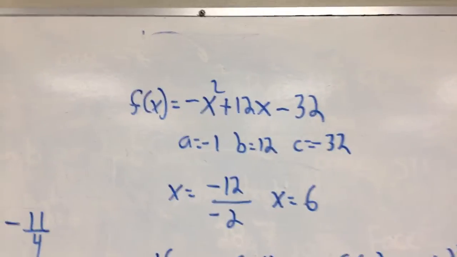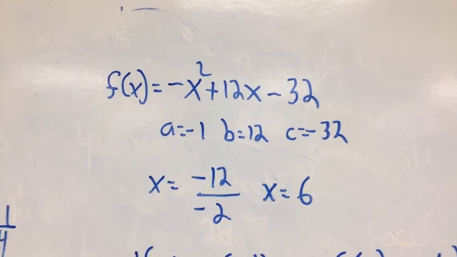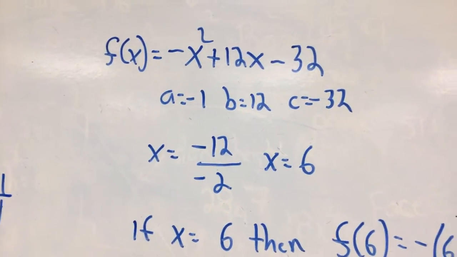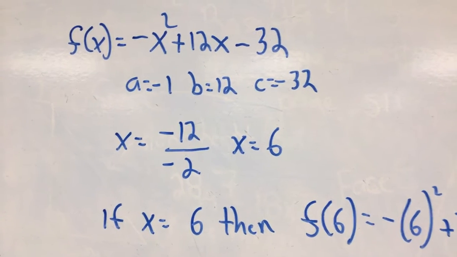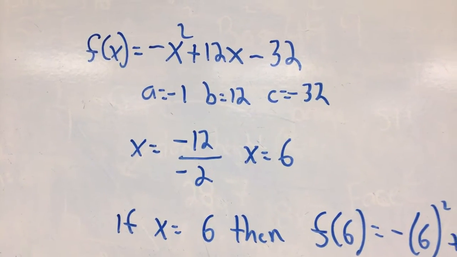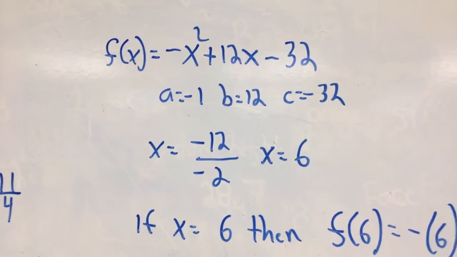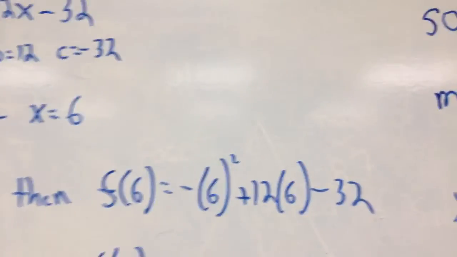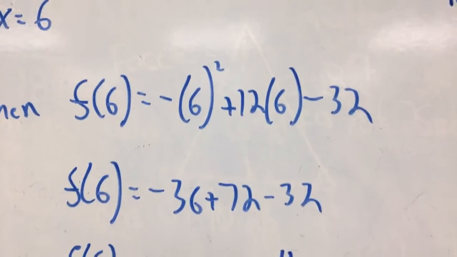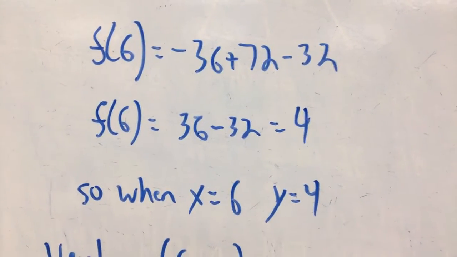Now, let's find the second vertex. This one's a lot nicer, isn't it? A is negative 1 and b is 12. Negative 12 over negative 2. The axis of symmetry is x is equal to 6. So the x value of the vertex is 6. If you put a 6 into the function, what do you get out? Well, f of 6. Put the 6 in. Look at this. And y is equal to negative 4.